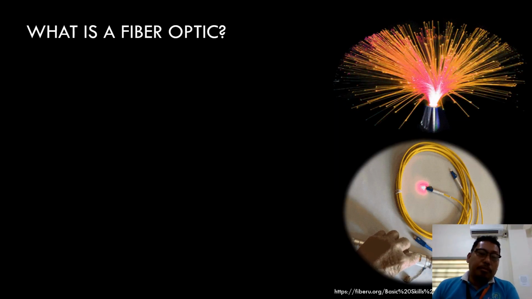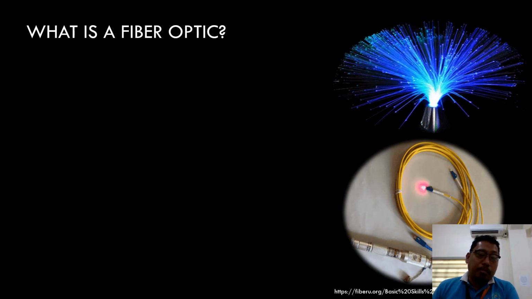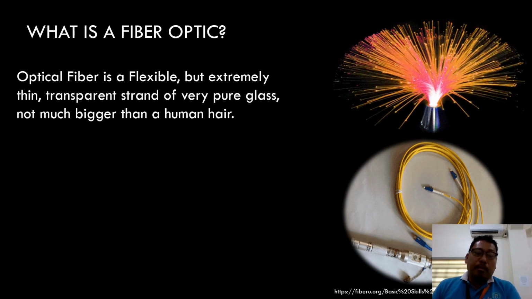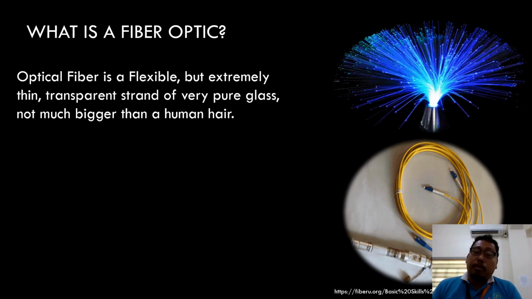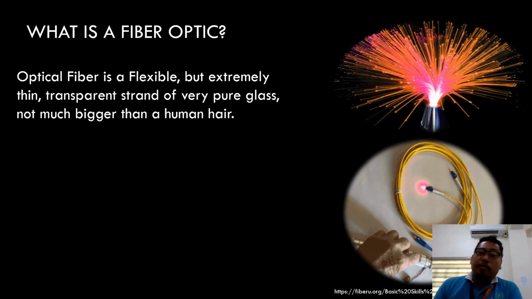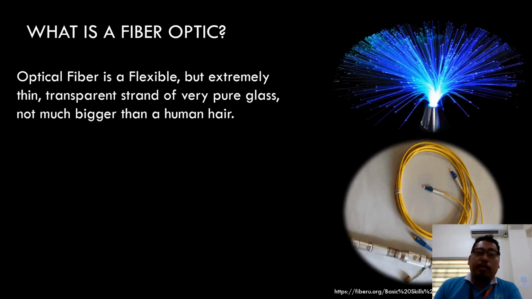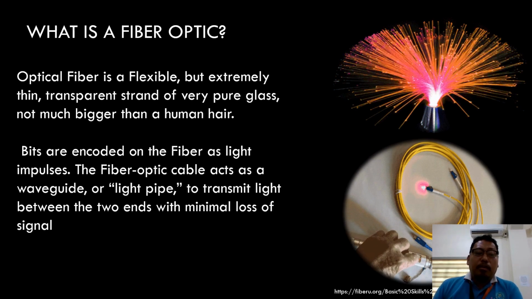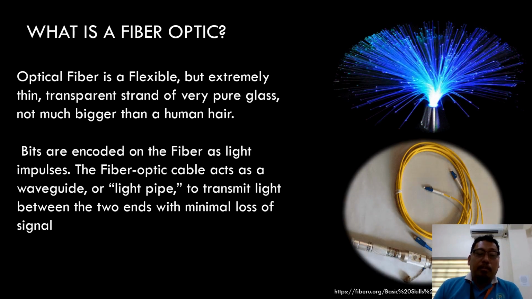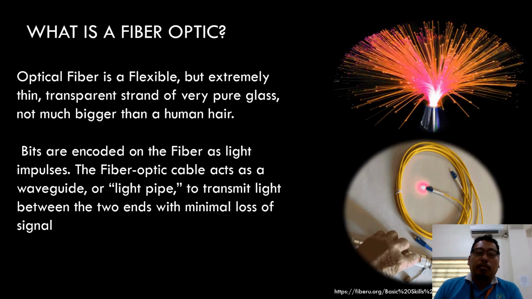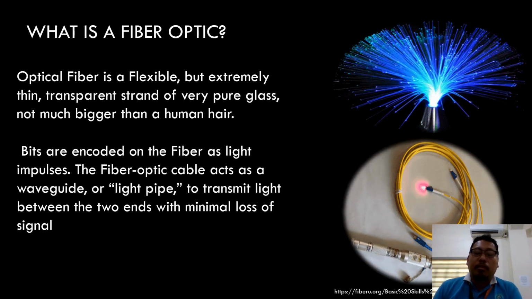And now goes the question: what is a fiber optic or fiber optic cable? A fiber optic or optical fiber, according to our Cisco files, is a flexible but extremely thin transparent strand of very pure glass, not much bigger than a human hair. Bits are encoded on the fiber as light impulses, and the fiber optic cable acts as a waveguide or light pipe to transmit light between two ends with minimal loss of signal.